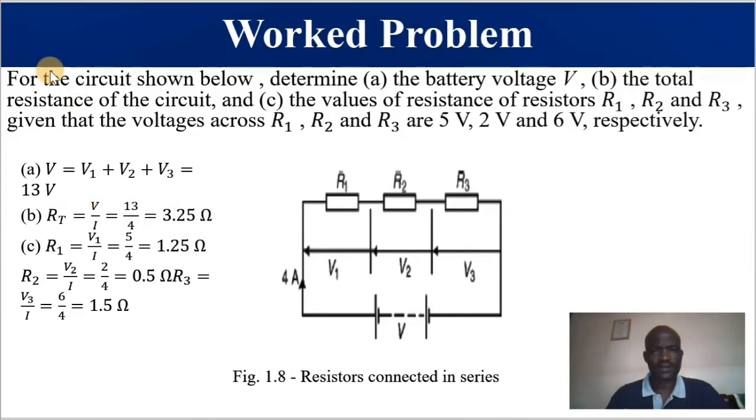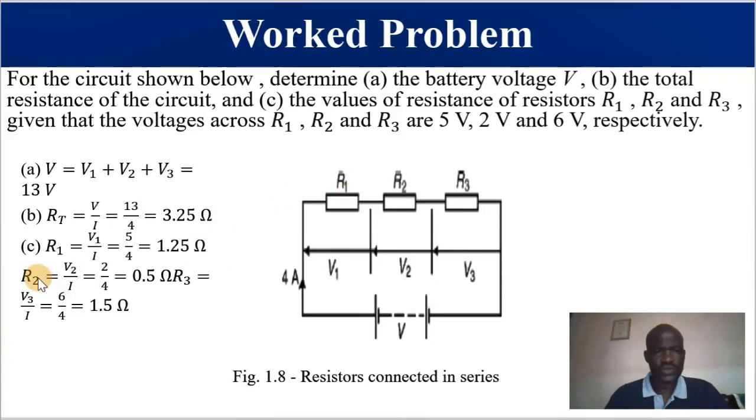So we have done part B as well as part A. We are now going to part C. The values of the resistors are required. Because we've got V1 is equal to 5 volts and current is the same, we simply divide 5 volts divided by 4. This gives us 1.25 ohms. This is the value for R1.